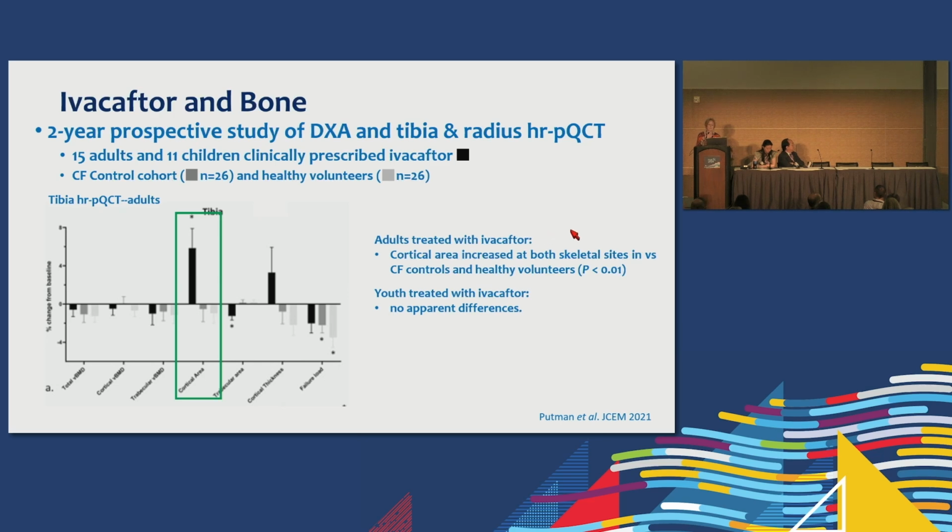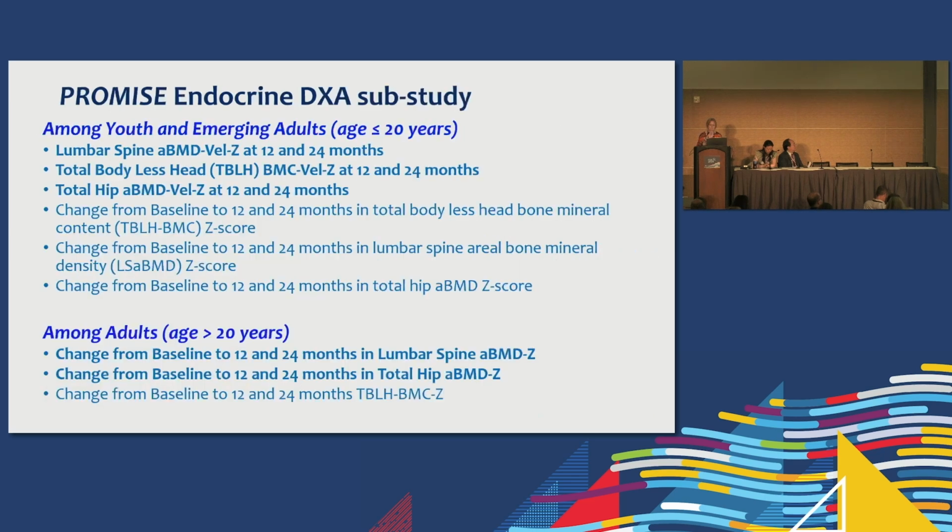No apparent differences in youth treated with ivacaftor. These are difficult concepts. We don't have Z-scores or good reference data for HRPQ-CT in youth, although my colleague, Dr. Mary Leonard at Stanford, does have some reference data that we can often use. But you can imagine in a growing child whose bones are getting bigger, estrogen altering that endocortical, so that inner bone, these changes may be difficult to see in growing children.